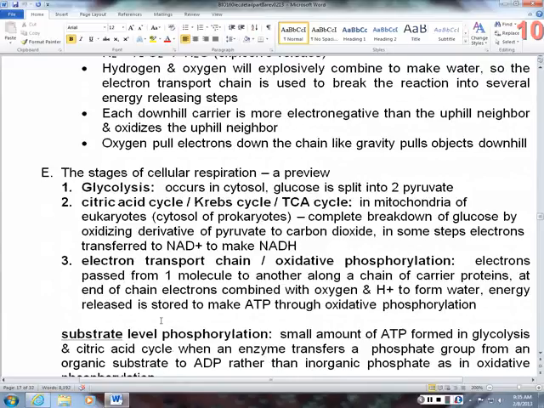So when we look at the stages of cellular respiration, the first stage is going to be glycolysis. This is going to be a 10-step cycle that occurs in your cytosol, and you're going to take 10 steps to split glucose in half. And what you end up with are 2 pyruvates.